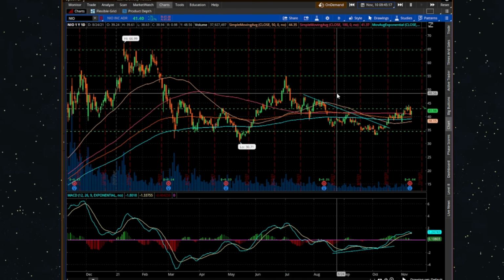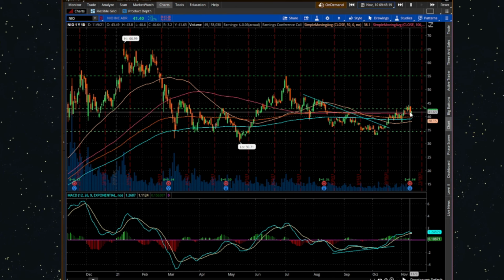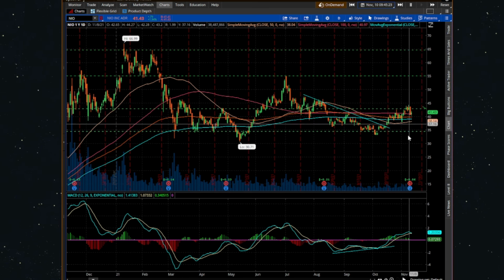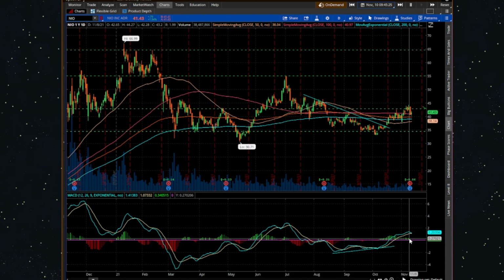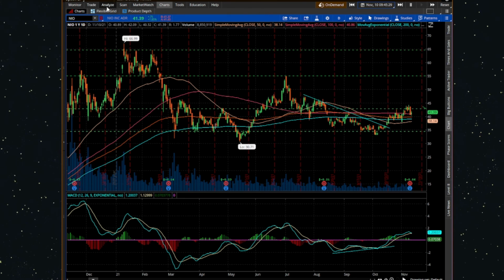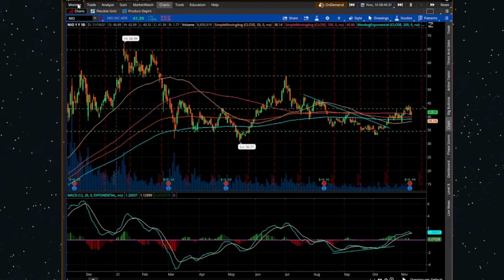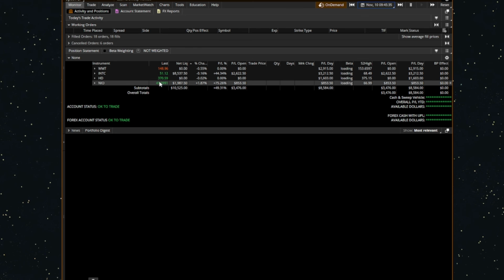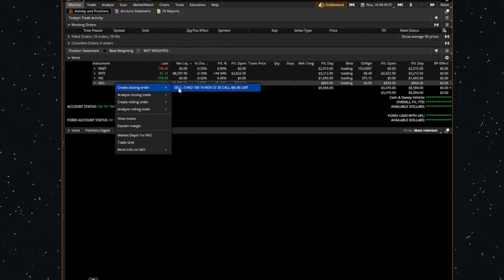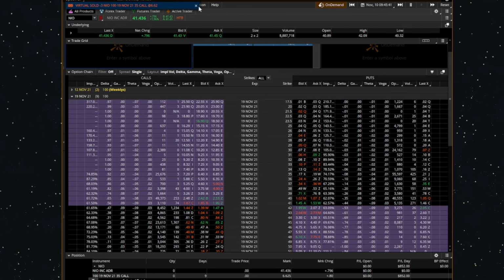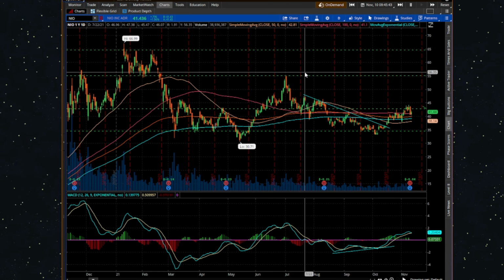So here we are, November 10th. We've had a big red candle. I probably would have closed out of the position on that day because it does look like this move is starting to fade. But anyways, this is as good a time as any to close out of the position. If we look at our NEO position, we are up 75.26%. So we're just going to close out of that position, hit confirm, hit send, and that wraps it up for this trade.